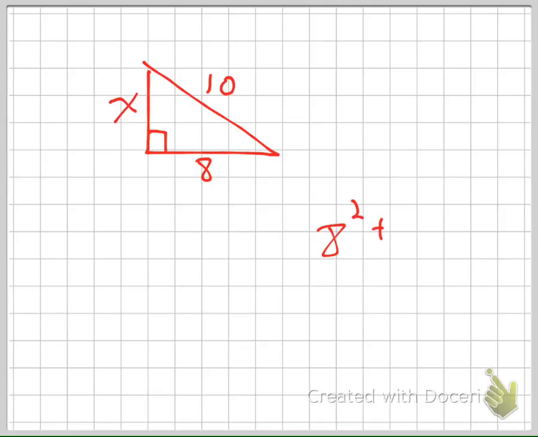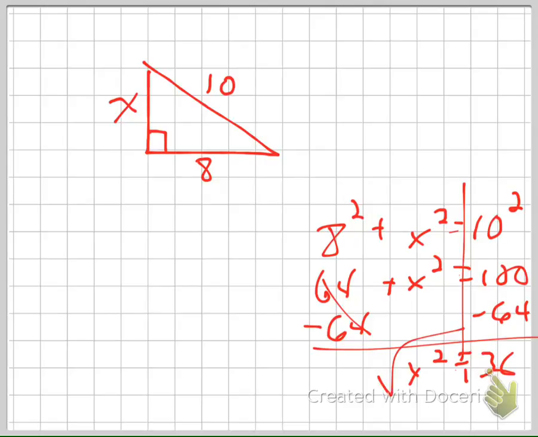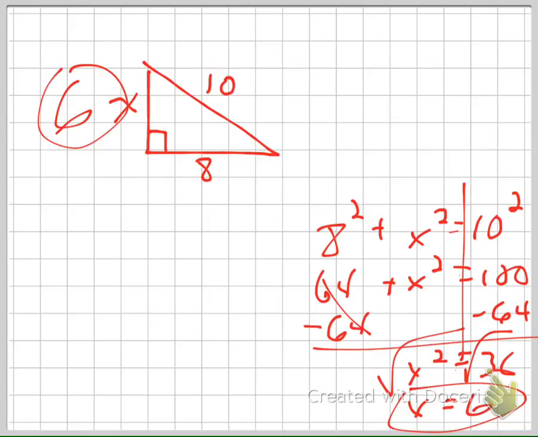So which one were we going to put as a? 8. 8 squared plus x squared equals 10 squared. That's the hypotenuse. Oh, okay. 8 squared is 64 plus x squared equals 100. Right? Now, I've got to get x alone. What's the next thing I do? Minus 64, minus 64. X squared equals 36. Square root, x equals 6. Which makes x equal 6 over here. Does that make sense? So you just have to know legs are the small ones. The long one's the hypotenuse. A squared plus b squared equals c squared, but you got it.